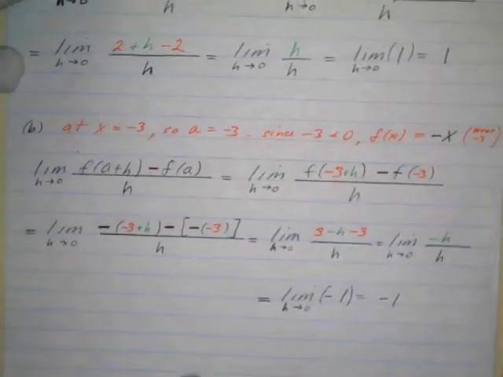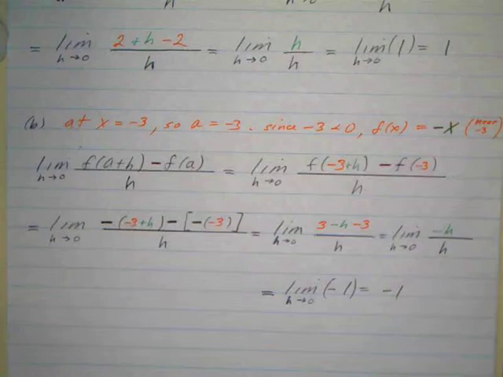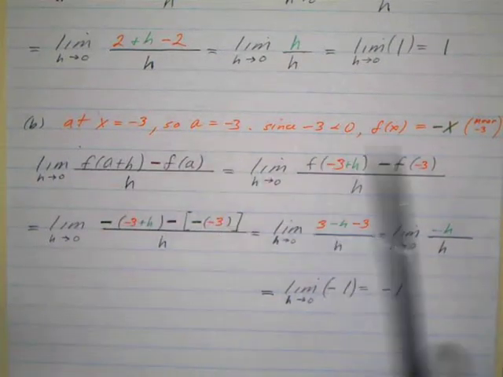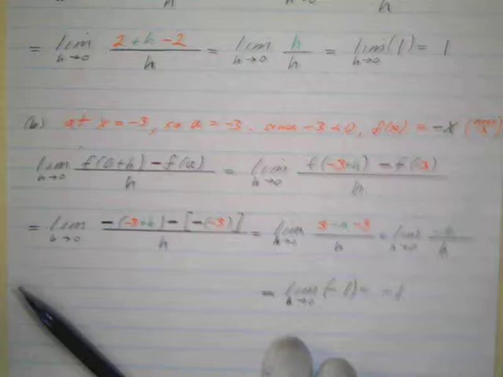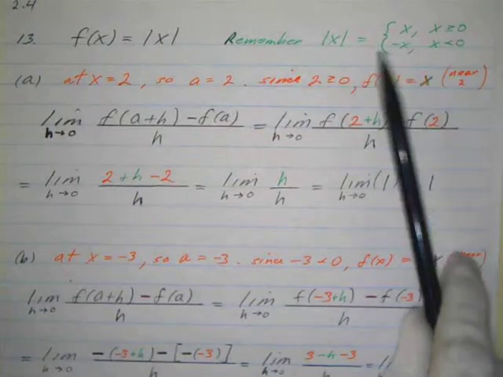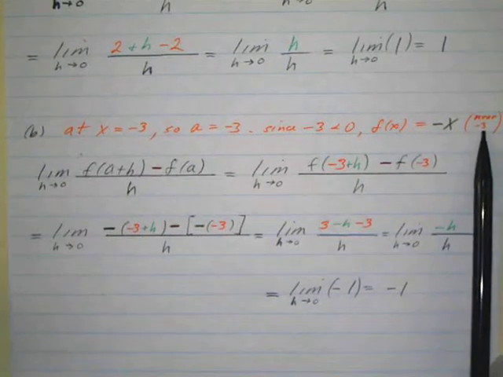Okay, and then letter B. Okay, we want to find this at negative 3. So A is going to be negative 3. Since negative 3 is less than 0, then by the definition of my absolute value, when x is negative, then the absolute value of x equals negative x. So my function will be negative x near negative 3.